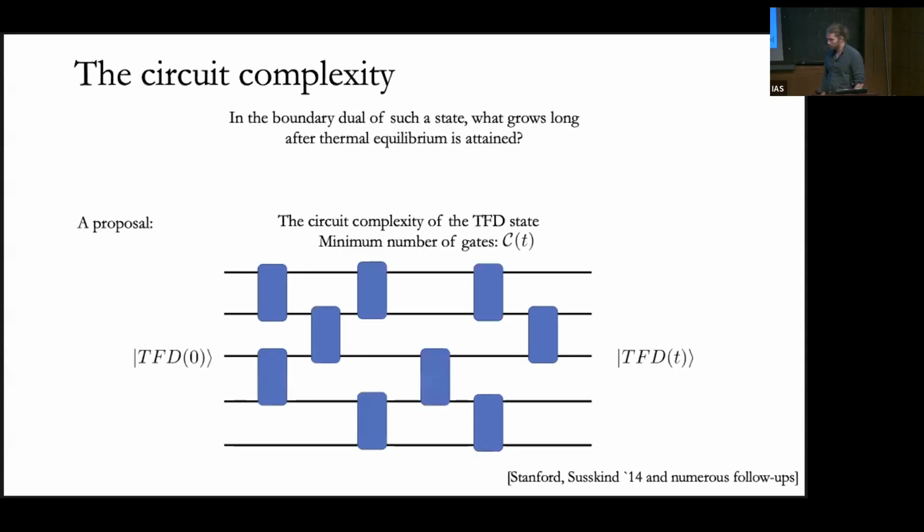There has been a proposal, brought up yesterday, for what such a quantity is. The proposal is that this quantity is the circuit complexity of the thermofield double state as it evolves in time. By circuit complexity I mean the following: if I imagine some discretized version of my boundary theory, maybe some lattice regularization, then one could compute the minimum number of gates, C of t, required in a circuit, given a universal set of gates, going from the thermofield double at time 0 to the thermofield double at time t.